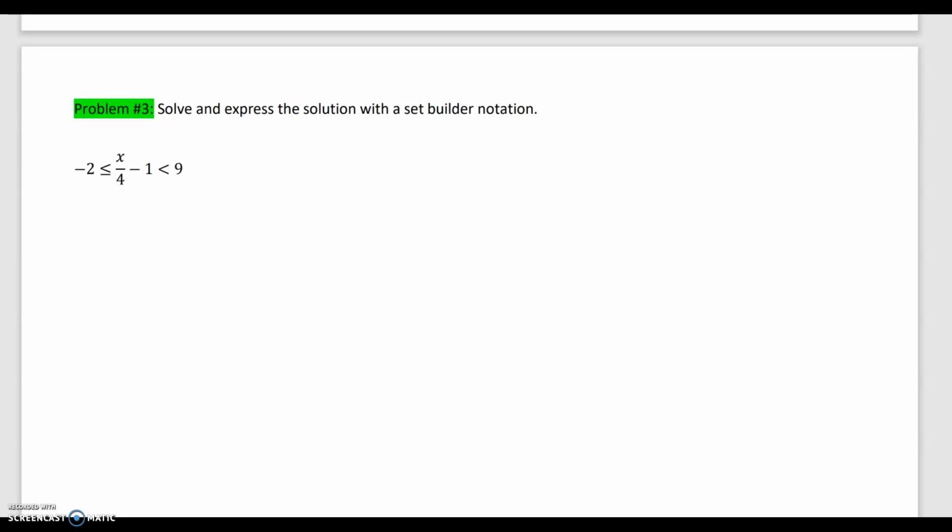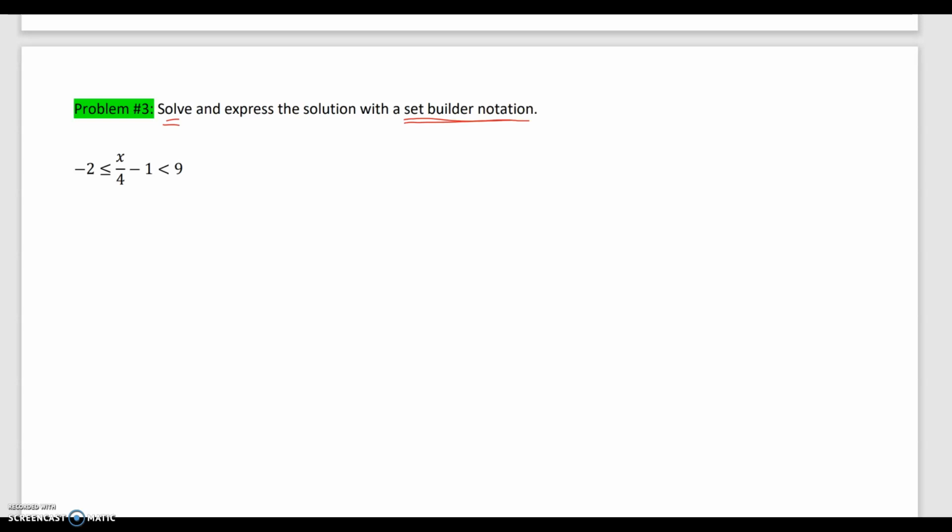Hi class, let's take a look at example 3. So we're looking at another compound inequality. They want us to solve and then also express a solution with the set builder notation. So they're just adding other ways of expressing the solution.